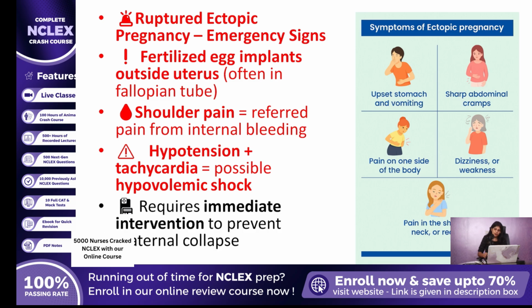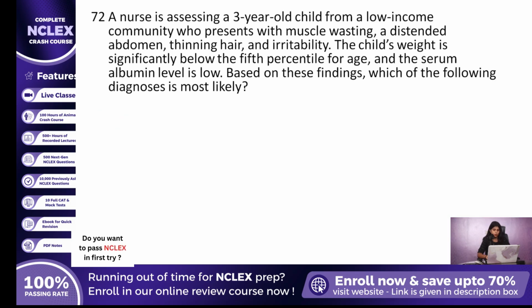Let us turn our attention to a condition that continues to affect millions of children worldwide and demands close clinical observation. Question 72. A nurse is assessing a 3-year-old child from a low-income community who presents with muscle wasting, a distended abdomen, thinning hair, and irritability. The child's weight is significantly below the 5th percentile for age, and the serum albumin level is low. Based on these findings, which of the following diagnoses is most likely?